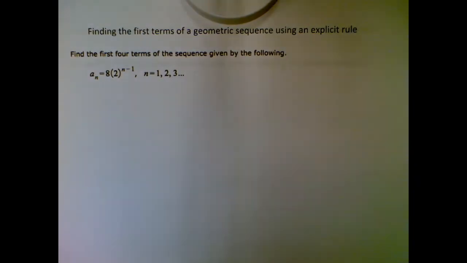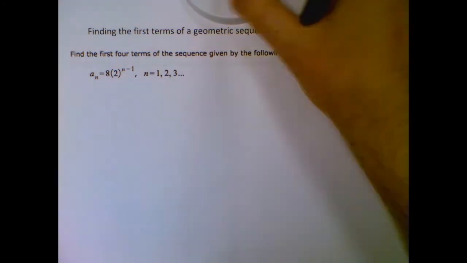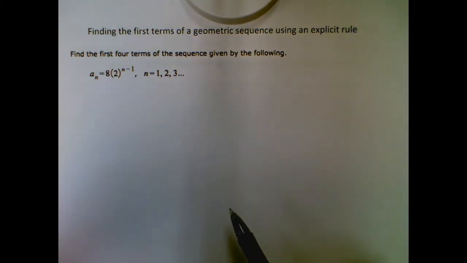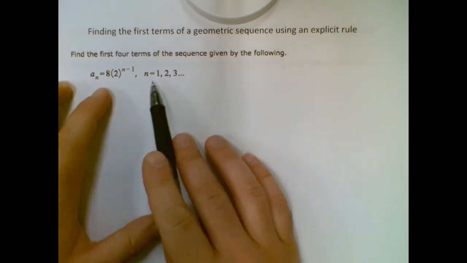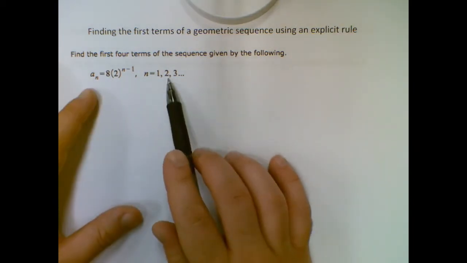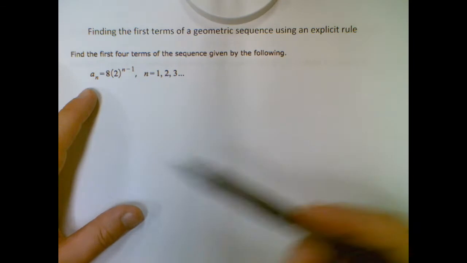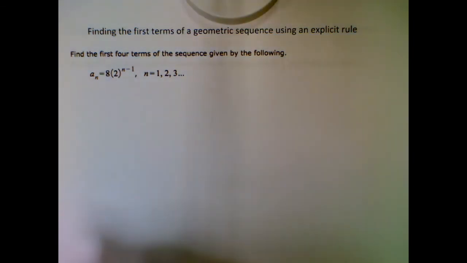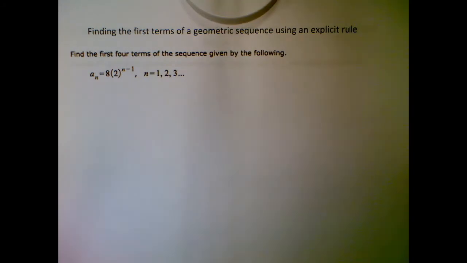Bowman. So today we're going to be looking at the ALEX topic, finding the first terms of a geometric sequence using an explicit rule. So what that means, to have an explicit rule means I can plug in the n value, which is the term number, so n equals 1 my first term, n equals 2 will be my second term, etc. And I can plug that in directly and find the term. I don't need to find all the ones before it like I did with a recursive rule.